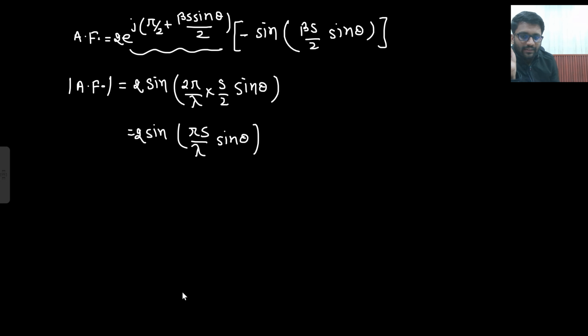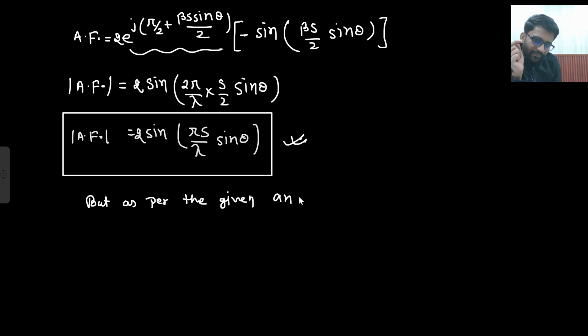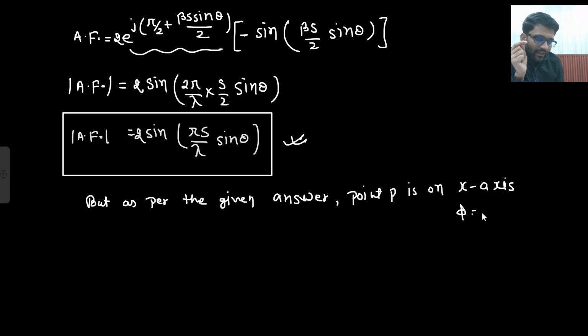So this should have been the correct answer. But as per the given answer, this is correct, okay? As per the given answer, point P is on the x-axis. And if point P is on the x-axis, that means phi equals 0 degree and theta equals 90 degree. Phi equals 0 degree was given, but theta equals 90 degree was given only for the orientation of the antenna, not for the point P.